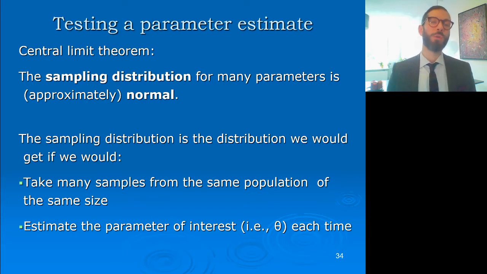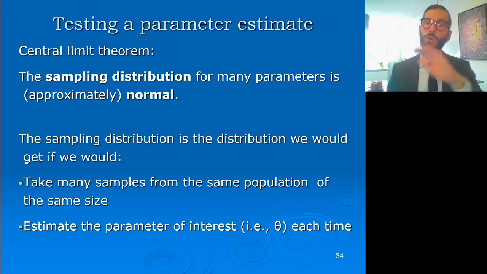And what is the sampling distribution exactly? Well, the sampling distribution is the theoretical distribution that we would get if we would take many samples, let's say 1,000 samples, from the same population, with each sample having the same size, and then we would estimate the parameter of interest, we could call it theta, in each of those 1,000 samples. Obviously, some of the estimates of theta are going to be quite large, and some estimates of theta are going to be quite small, and most estimates of theta are going to have values around the average, and the average would be the true population value of theta.